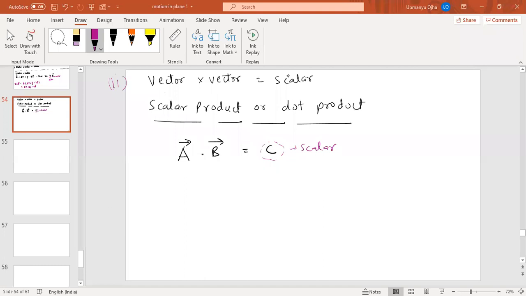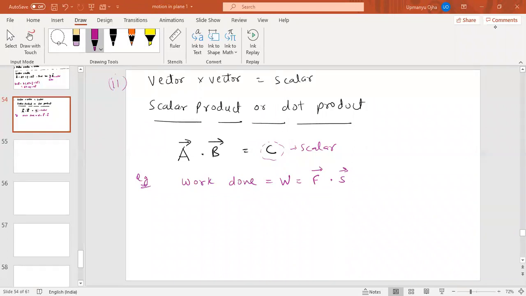If you have studied in class 8 or 9, what was work done? Work done, which we represent by W, is equal to F vector dot s vector. F dot s means force into displacement is work done. Now you see here, force is a vector quantity. Displacement is also a vector quantity.